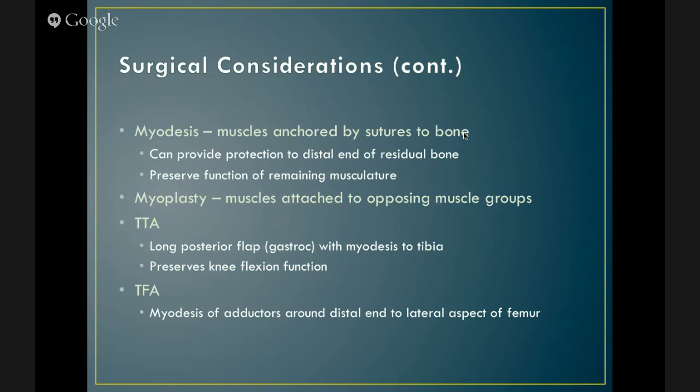So myoplasty sounds similar, but it's actually different. You're attaching muscle to muscle. Very often they do this for soft tissue coverage. If you're cutting across a bone, that's obviously not a natural state for the limb to be in. You have to cover the distal end somehow so that your bone's not peeking through and touching just under the subcutaneous tissue. So an example would be suturing your quads to your hamstrings in a transfemoral amputation.